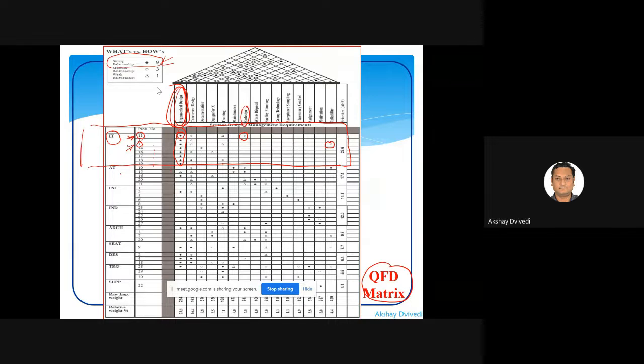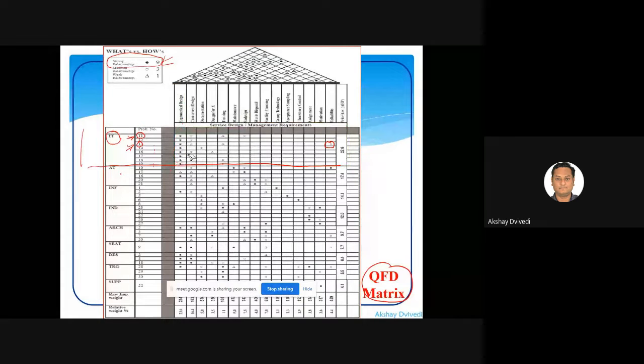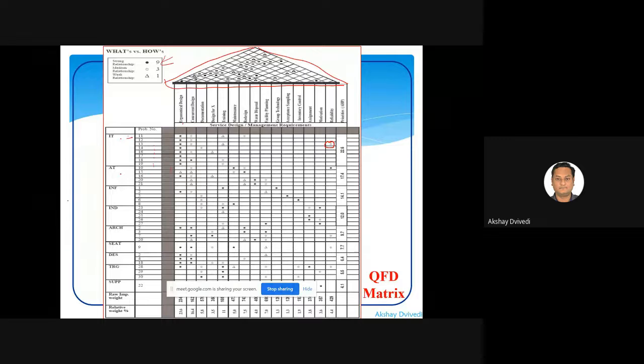Now, when we go to the top of this, what we have is certain interrelationships between the hows. By the way, if I write those things, here I have my whats. Here I have my hows. On top, I have how versus how.